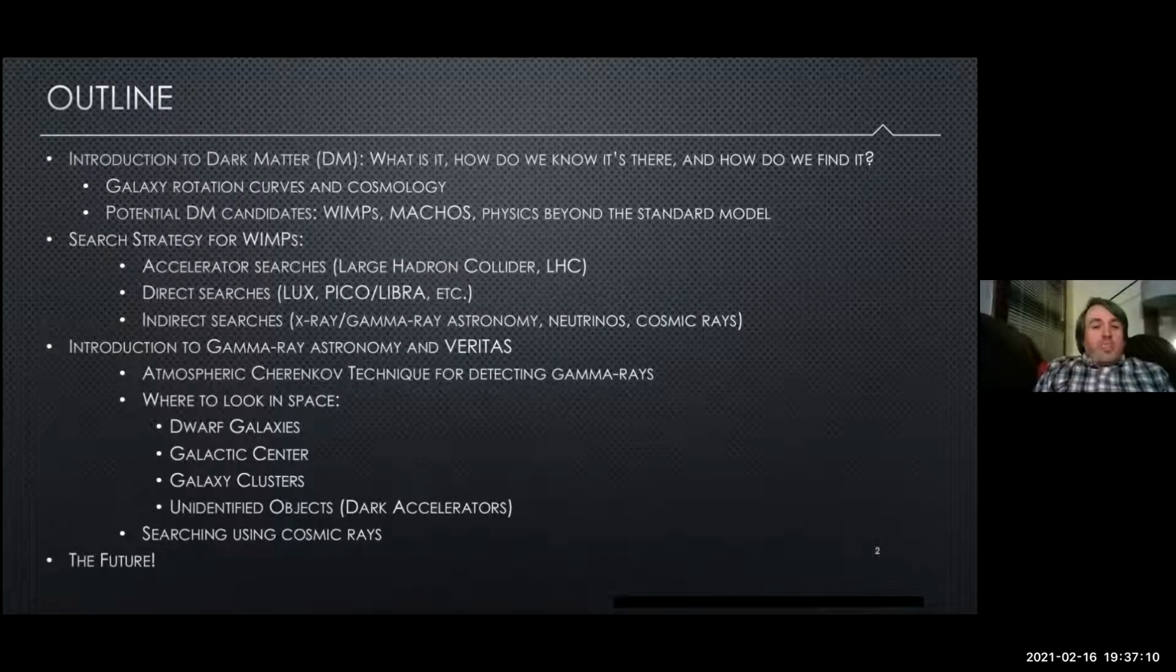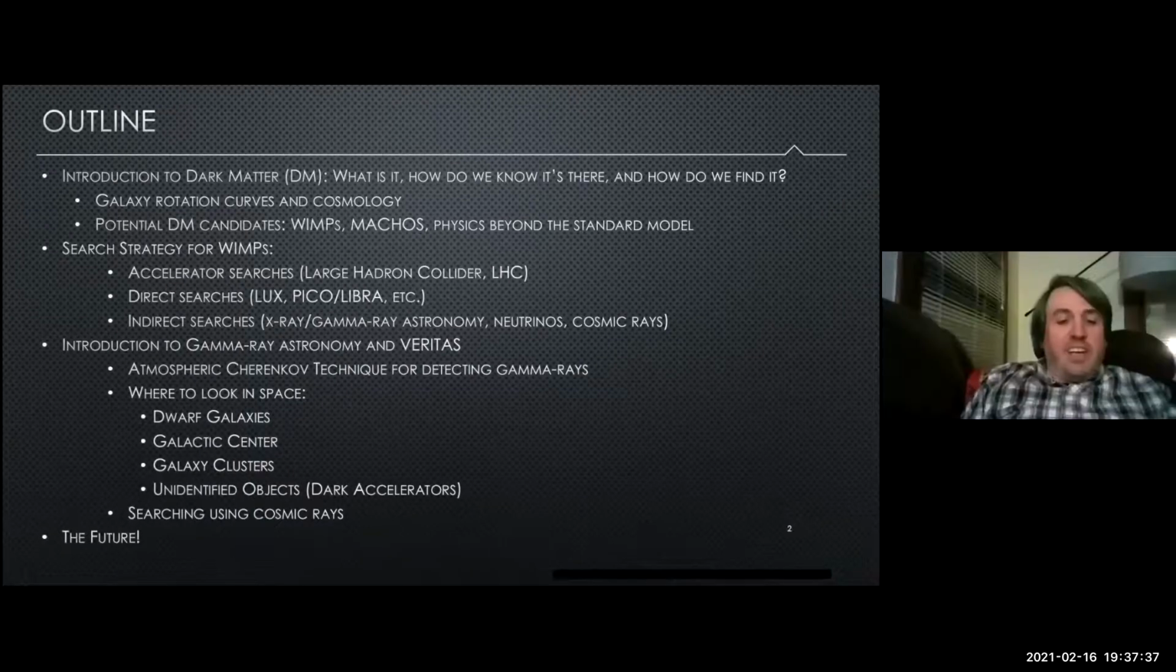So how do we search for it? Well, there's pretty much a three-pronged approach there. So accelerator searches, direct searches, and indirect searches. And my background's all in indirect searches, so I'm going to be talking about that mostly. And so when I was doing indirect searches, I was utilizing gamma ray astronomy and specifically the VERITAS instrument.